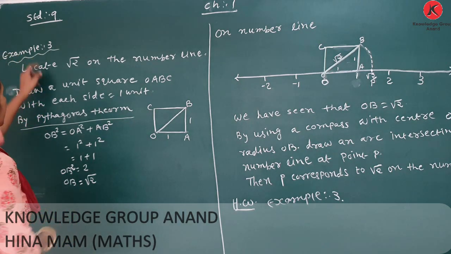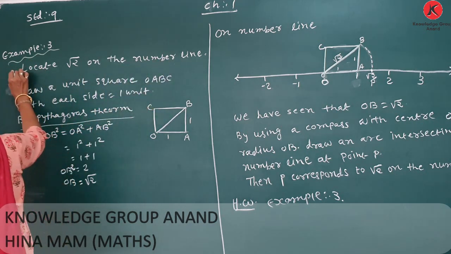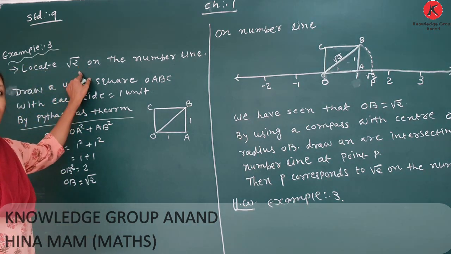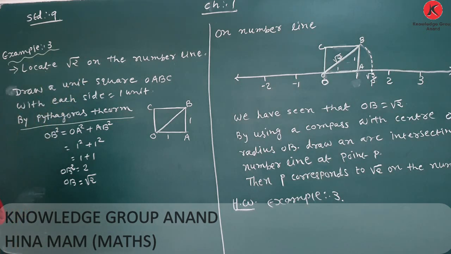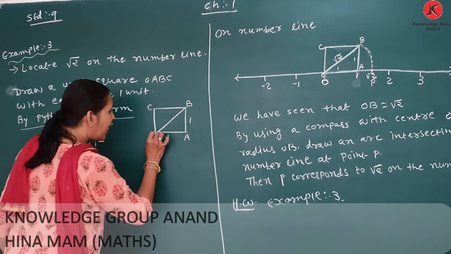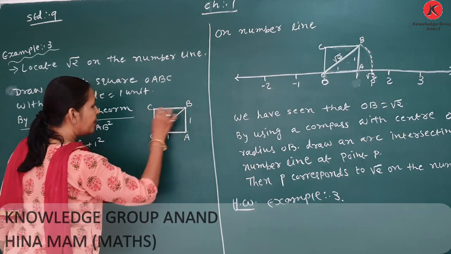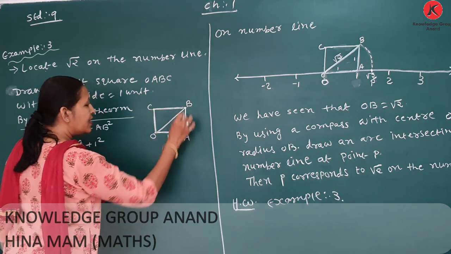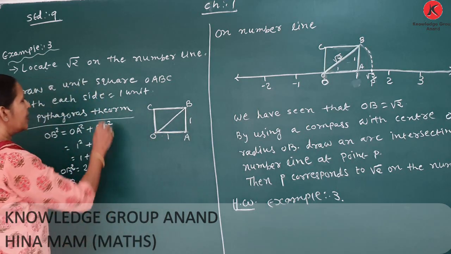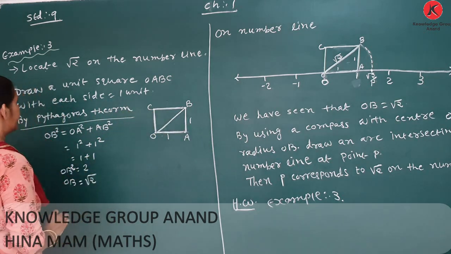Now example number 3. Locate root 2 on the number line. Root 2 is an irrational number. Now start. Draw a unit square OABC. Therefore, its length is 1 unit. OABC is a square with side length 1 unit, with each side equal to 1, 1, 1, 1.